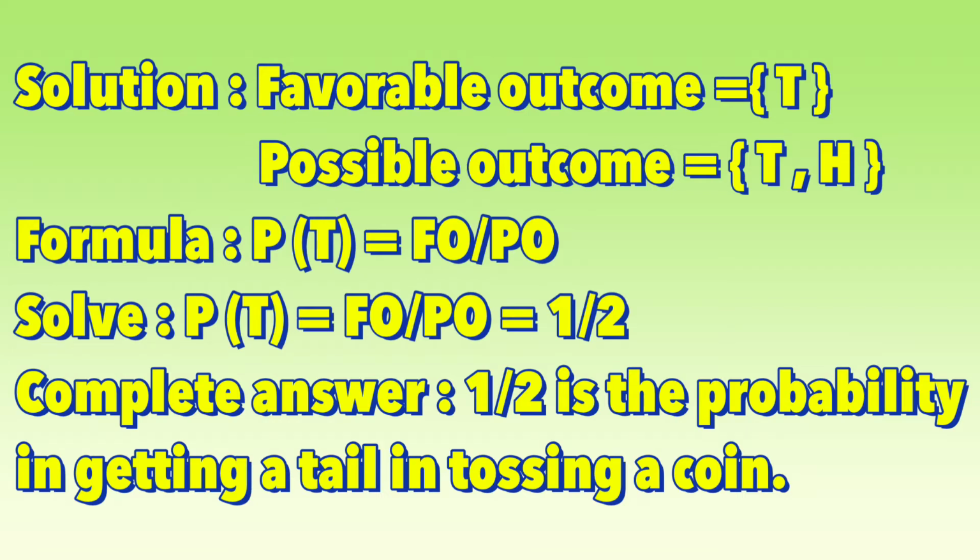So by using the formula, the probability of getting a tail in choosing a coin is the favorable outcomes over the possible outcomes. So by solving, the probability of tail is equal to the favorable outcome over the possible outcome, which is equal to 1/2. Our complete answer now: 1/2 is the probability of getting a tail in choosing a coin.